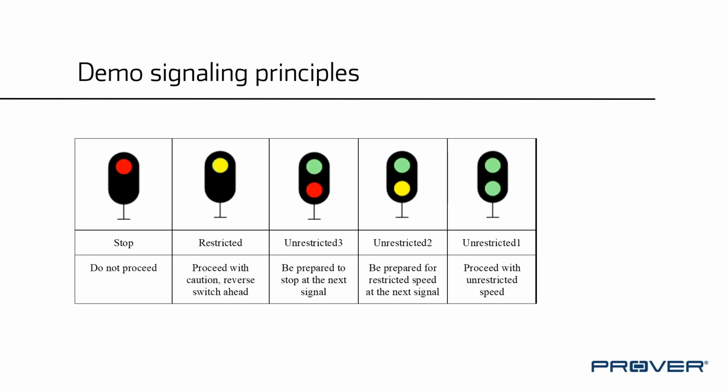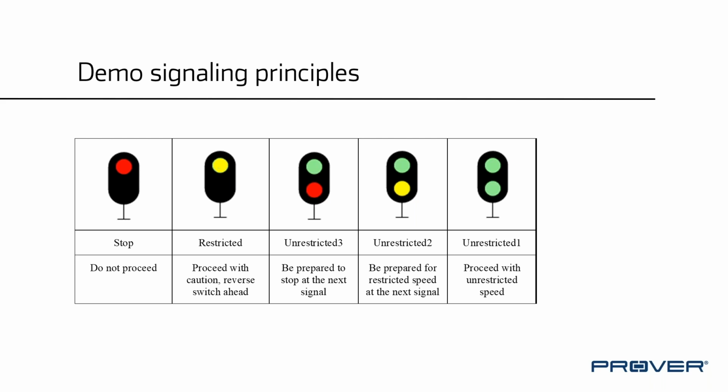The upper light in each signal is the main aspect, telling the driver if he can proceed or not passing the signal. Red light means he must stop. Yellow light means he can proceed, but with caution, because there is a reverse switch ahead.